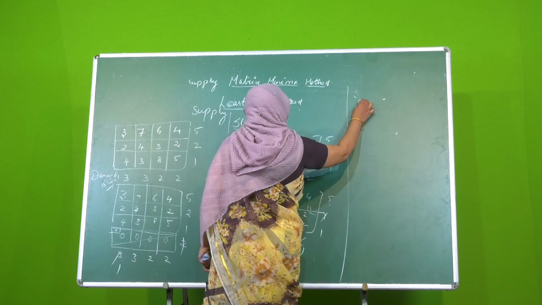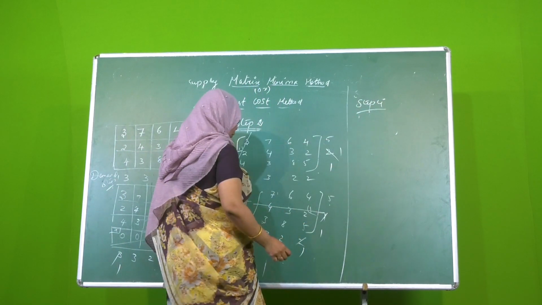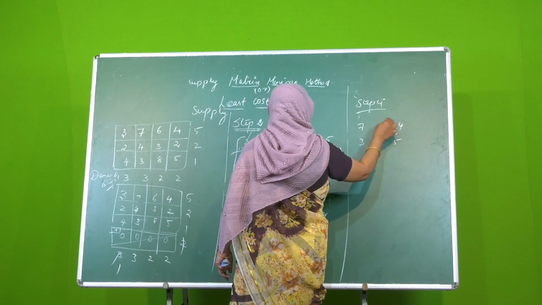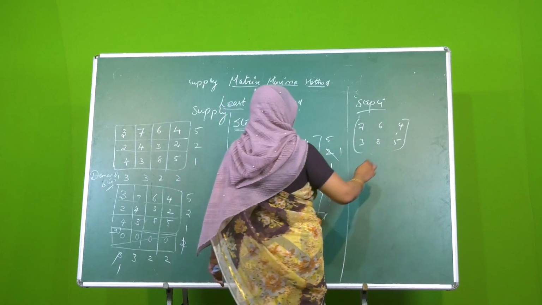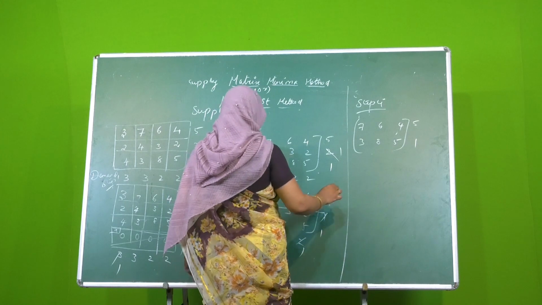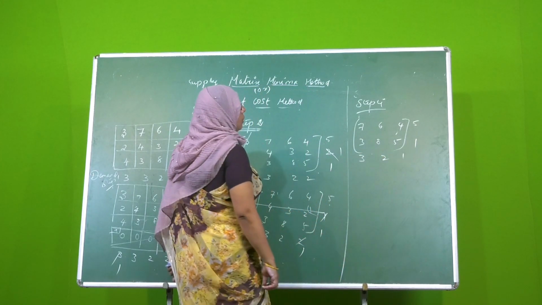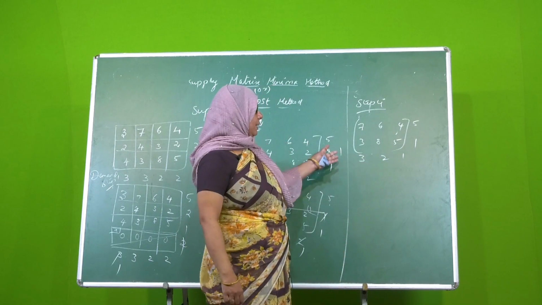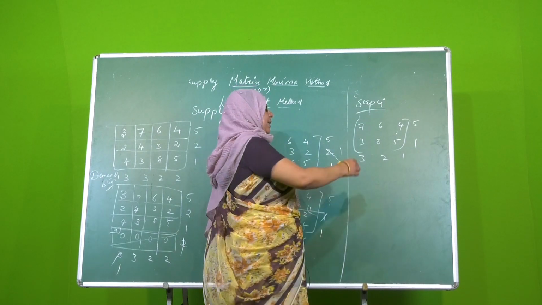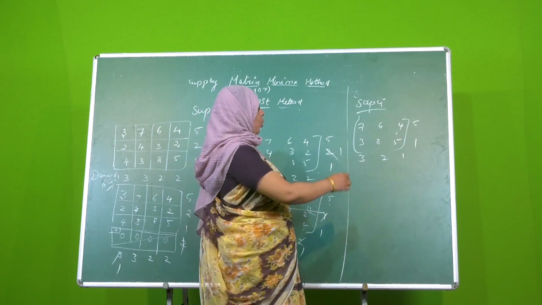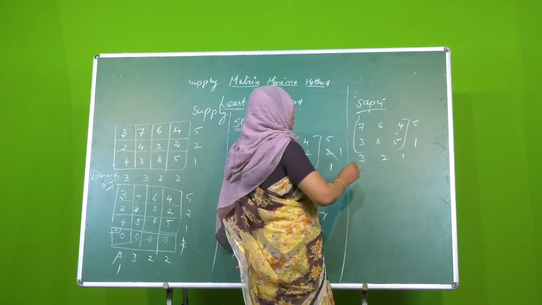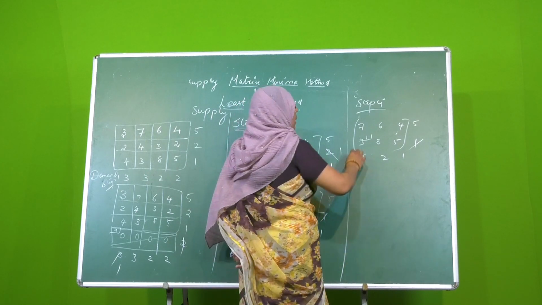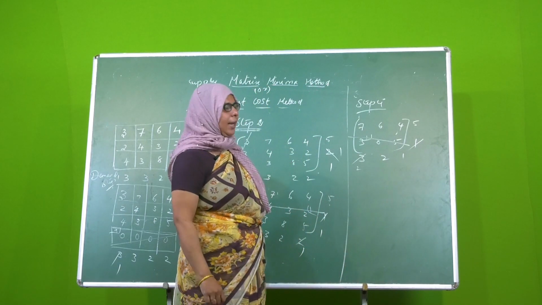Next is step 4. 7 6 4, 3 8 5, then 5 1 and 3 2 1. 3 plus 2 is 5, 5 plus 1 is 6, 5 plus 1 is 6. What is the minimum element in step 4? 3 is the minimum element, the row element is 1 and the column element is 3. Of these two, 1 is the minimum. So subtract 3 minus 1, 2, and we eliminate that row, the second row.